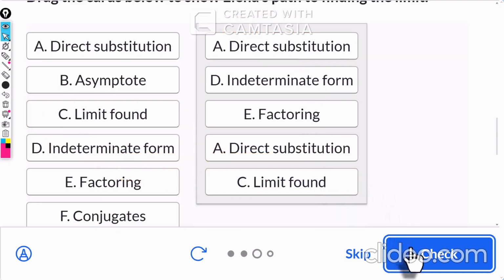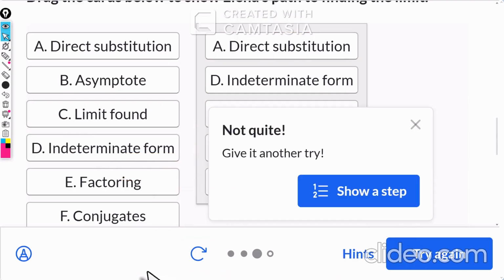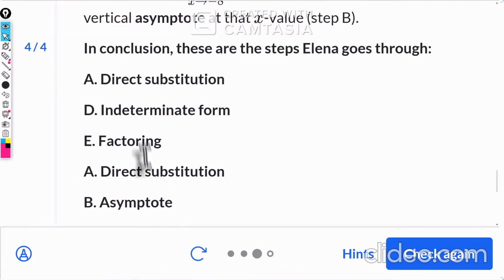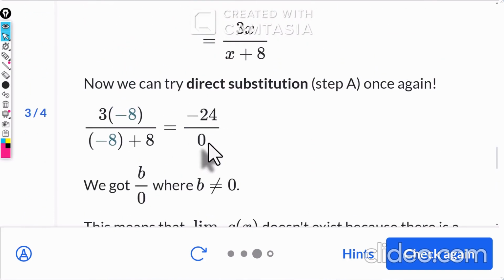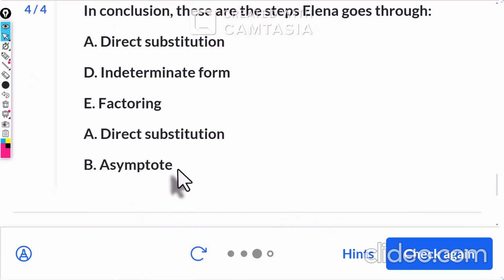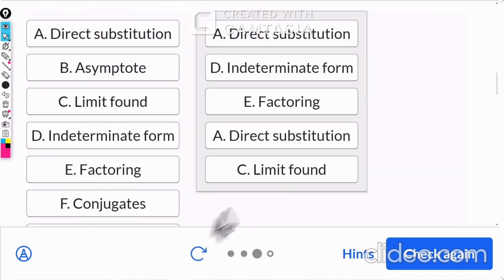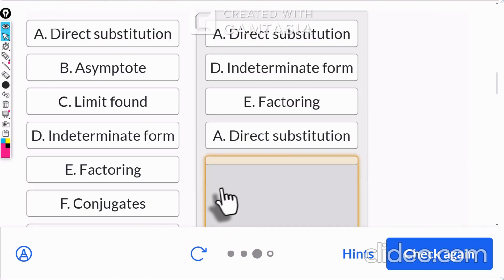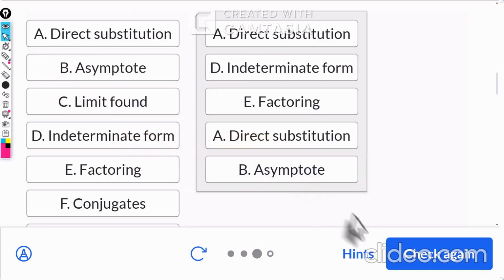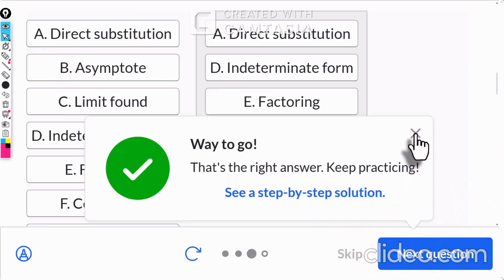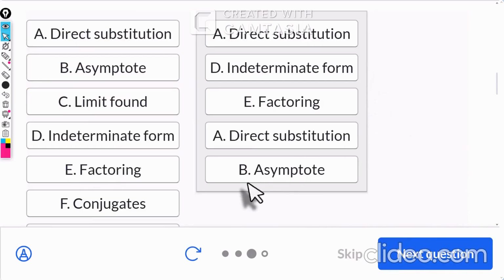I'm almost positive that's going to be correct. Let's see. Okay, I almost got it correct. I almost guessed it correct. After the factoring and direct substitution, they got an asymptote. Okay, they got a non-zero over 0, so they ended up with an asymptote. So the limit was not found, but it was an asymptote after direct substitution. All right, like I said, I just wanted to guess. I want to get one with a conjugate.